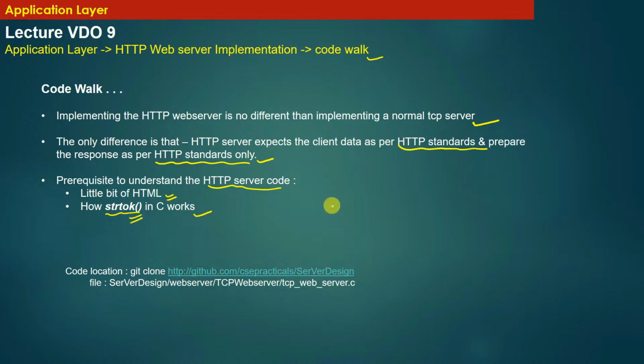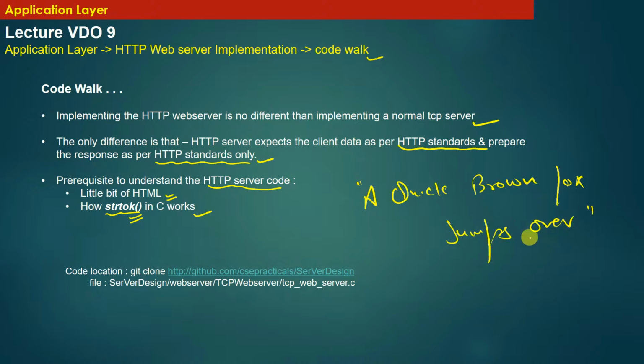Tokens means, for example, suppose you have a string, for example, "a quick brown fox jumps over the lazy dog." Okay, let's stop here: "a quick brown fox jumps over", right? Here you can see that each word in this string is separated by a space. So you can use the strtok function to split this string and generate tokens based on space. So space works as a delimiter and the tokens are individual words. The strtok function can give you tokens.